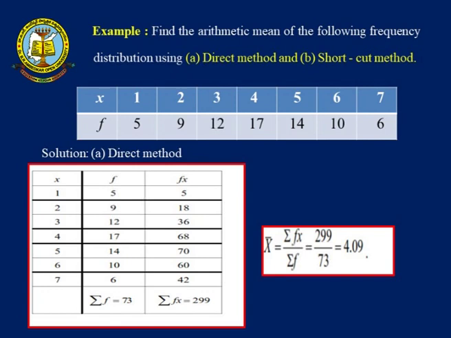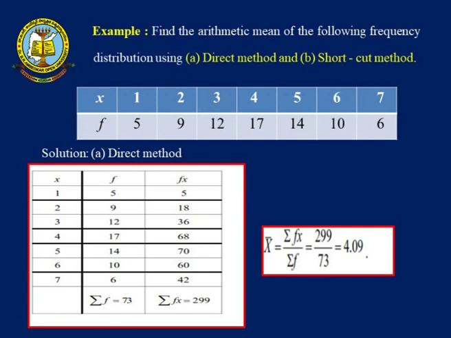After writing these values, now you add the total frequency. Total frequency is represented by summation f, which according to the formula is N. So the total frequency is what? 5 plus 9 plus 12 plus 17 plus 14 plus 10 plus 6 is equal to 73. Now summation fx is equal to 5 plus 18 plus 36 plus 68 plus 70 plus 60 plus 42, that is 292.